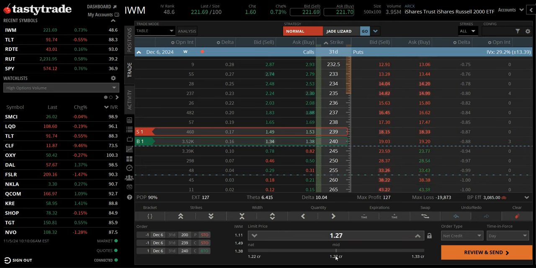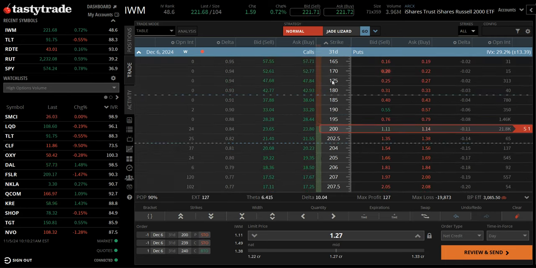I've done a pure Jade Lizard on the IWM, which is like a mini version of the Russell 2000. Let's see how I've done. Let's see this trade. Let's start again. I'm selling on one side, 31 days to expiration, December 6th, okay? I'm selling the naked put, the 200 naked put.